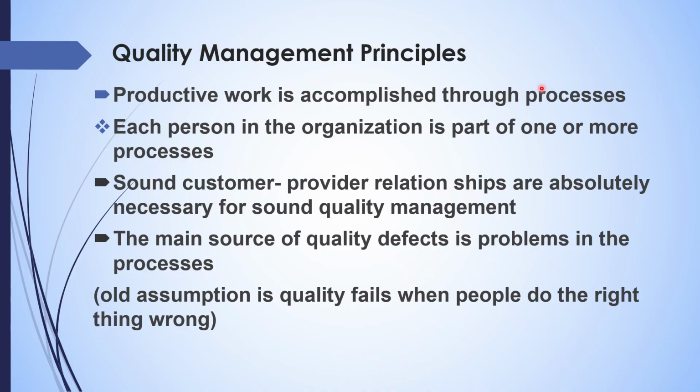Quality management principles. So there are a few quality management principles. Let's talk about this. Productive work is accomplished through processes. So there should be a group of processes to reach the outcome. Each person in the organization is part of one or more processes. So to cure the disease, so many people are part of this: physician, nurses, physiotherapist, and then the pharmacist. A lot of people are part of one or more processes.